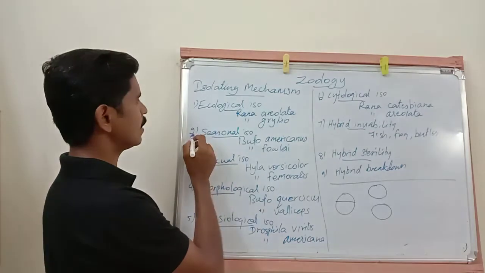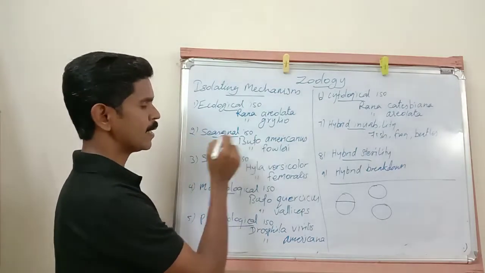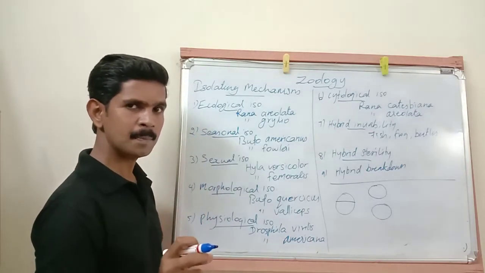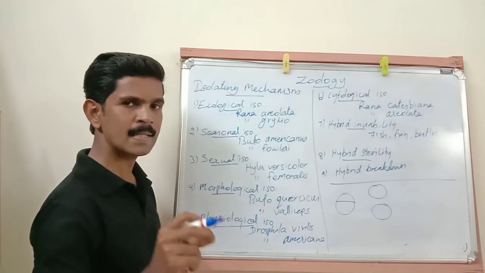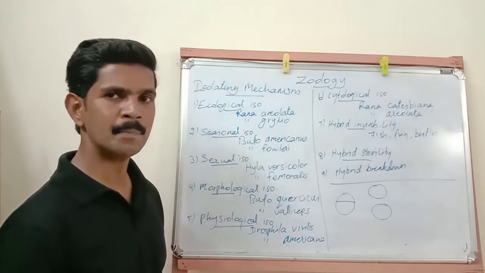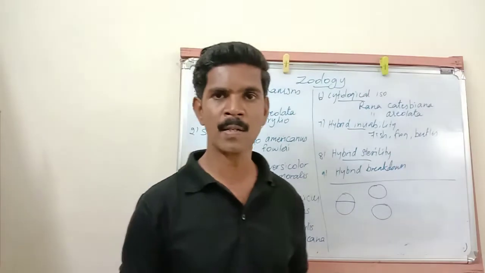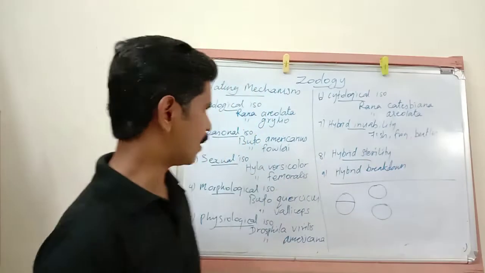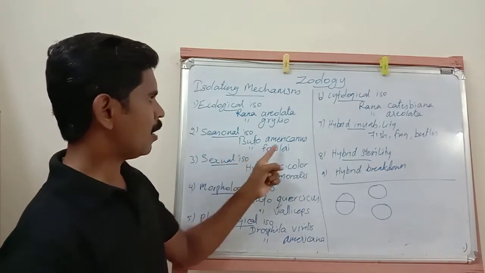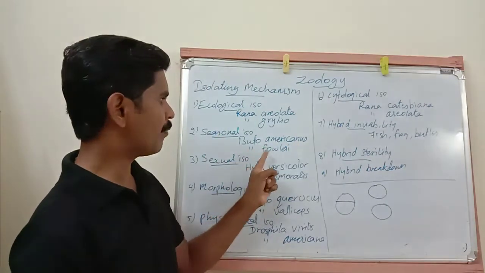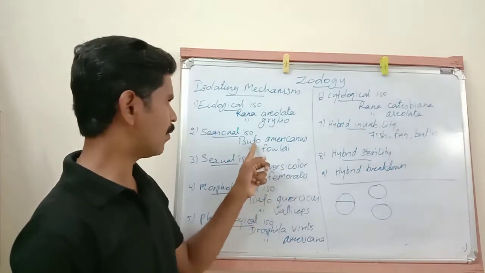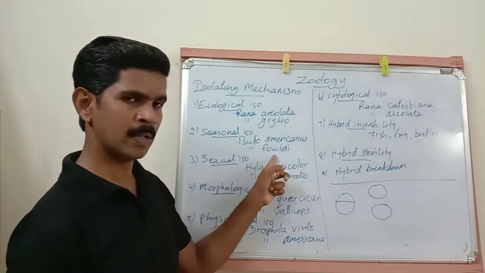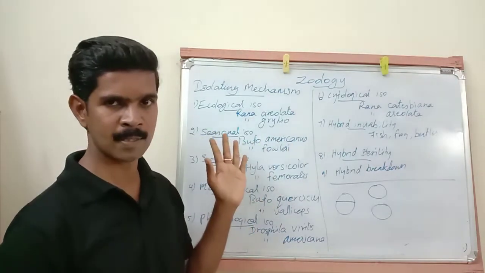Then the second isolation is called seasonal isolation. Because of the differences in the season, the reproduction between closely related species is prevented. See, for example, Bufo americanus and Bufo fowleri. These two are closely related species.